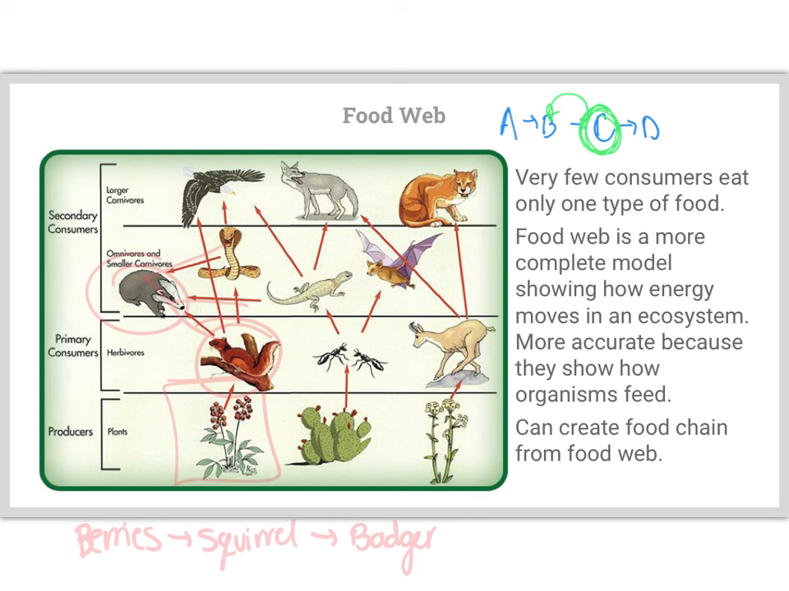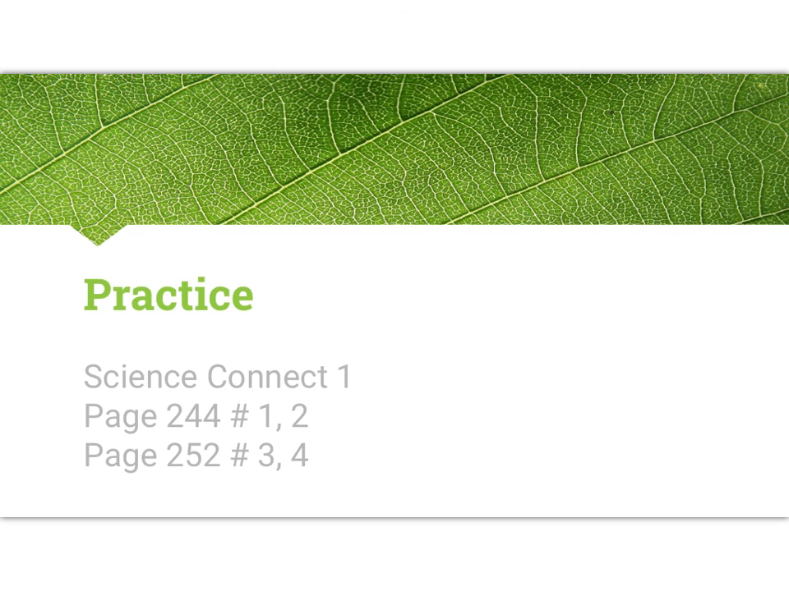We could do one more if you'd like. Just following the cactus here. So the cactus is eaten by the ants, which are eaten by bats. And it doesn't show bats being eaten by anything else, so that's the end of that one as well. So just breaking it down into its components, we can bring a food web back to a food chain.